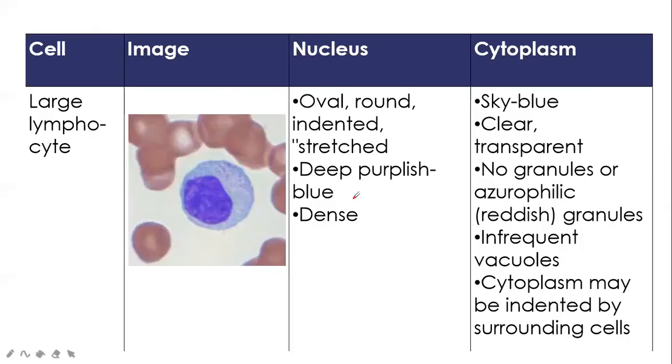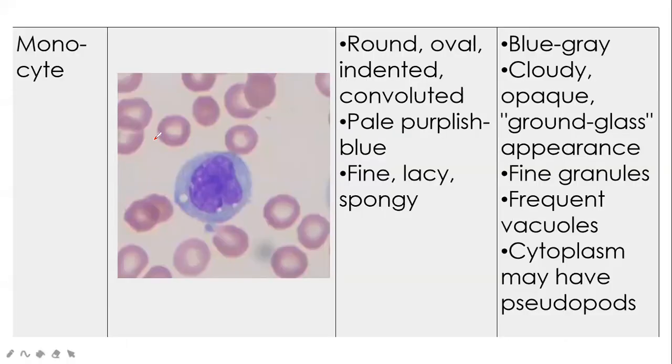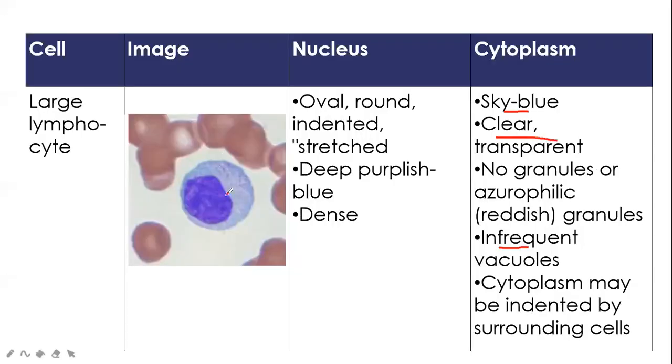So again, a large lymphocyte will have an oval, round, indented, stretched, purplish blue and dense nucleus. It will also have sky blue, clear, transparent cytoplasm, without granules or azurophilic granules, and no vacuoles. And then the cytoplasm may be indented by the surrounding cells. Whereas the monocyte has a round, oval, indented, convoluted nucleus, and its nucleus is paler compared with the dark staining nucleus of the large lymphocyte.